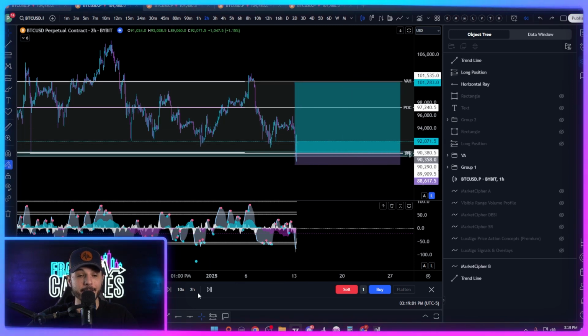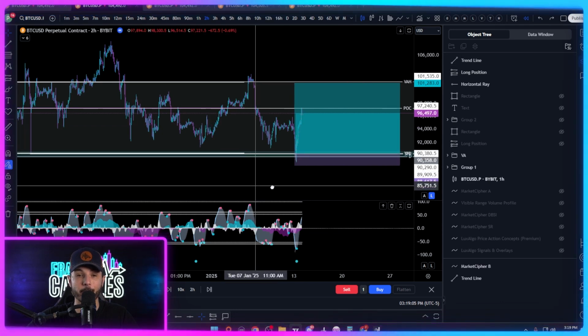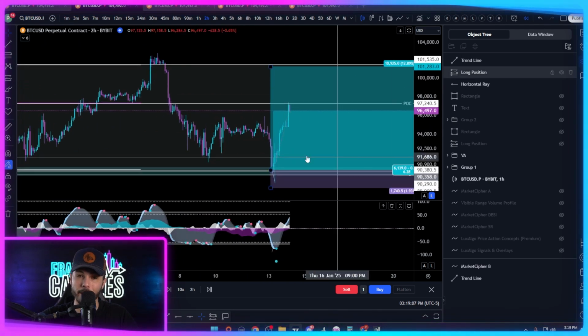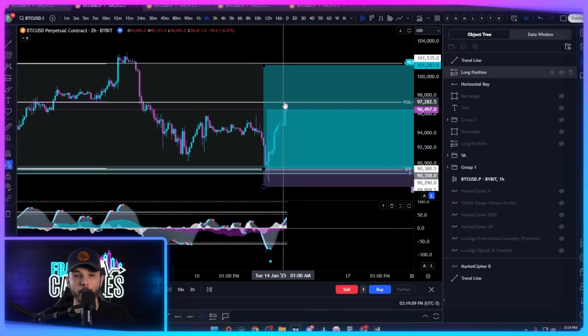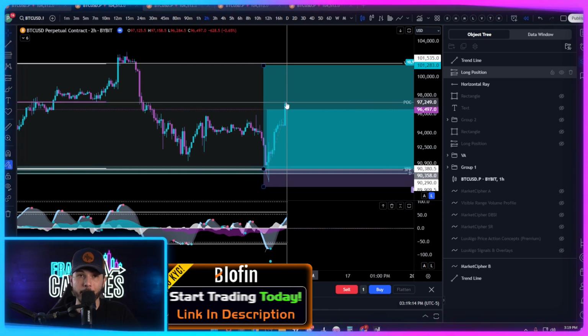So it took a little while here, but if we play price forward, you can see price does wind up bouncing from our value area low. And where does it go, guys? It goes directly into our point of control, which is our first take profit. And at this point, I am locking in a portion of my profits.